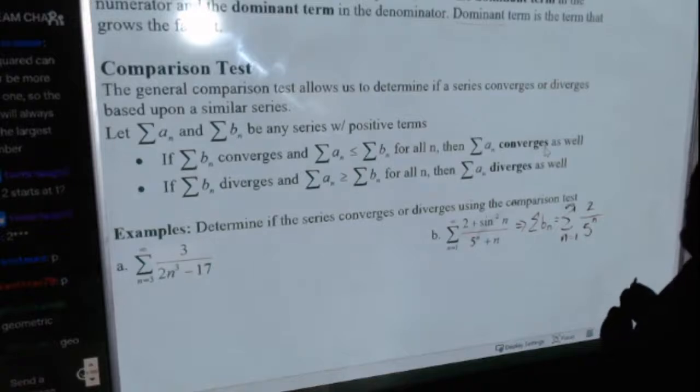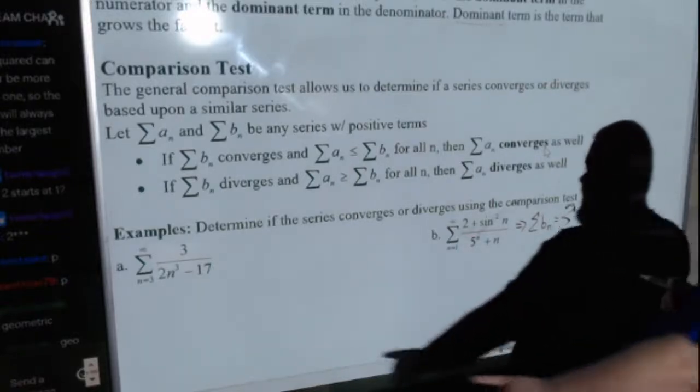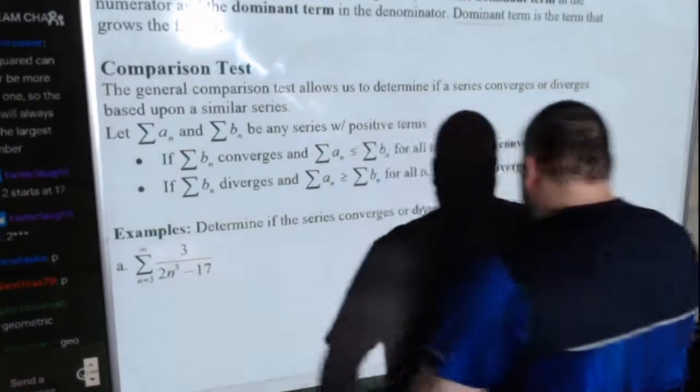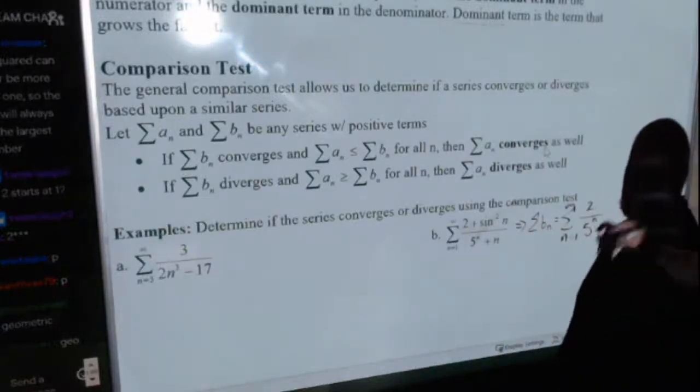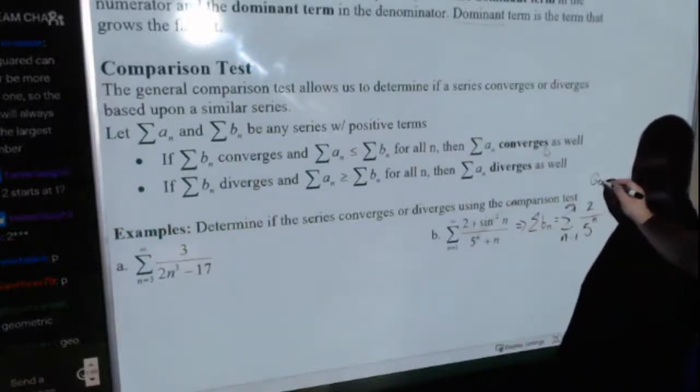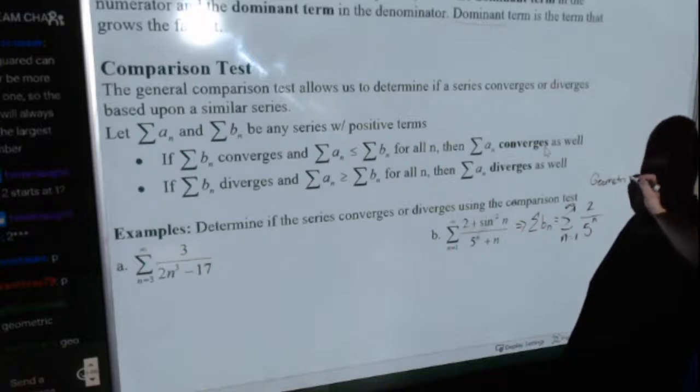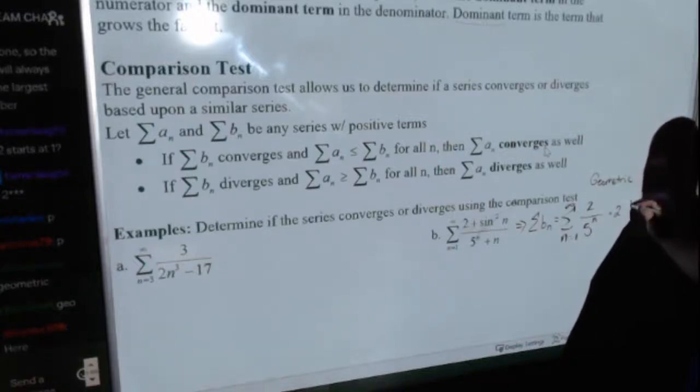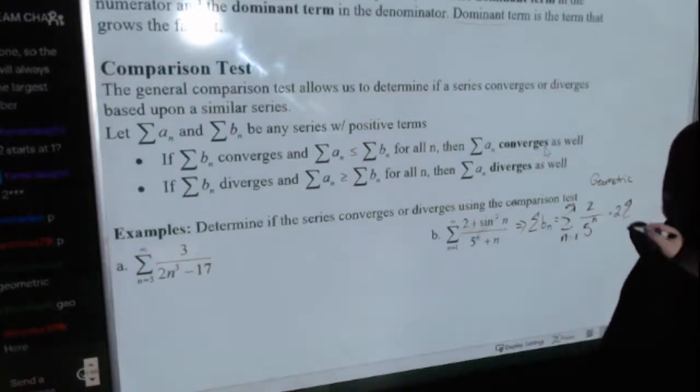So remember, a p-series is that you've got n to a power. If n is the power, it's geometric. So if you want, you could throw that 2 out front, or that could be your a, and you have 1/5 to the n, right?